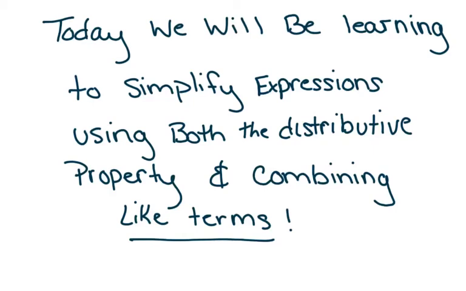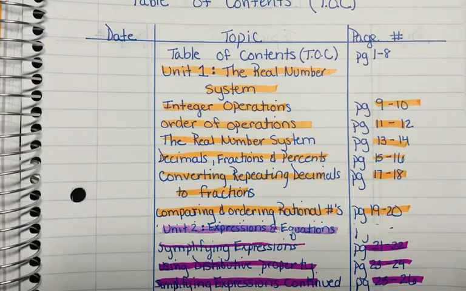Hello, welcome back. Today we will be combining the distributive property and combining like terms to simplify today's expression. So we're taking our last two lessons and we're combining them in this one. In your table of contents, you need to be adding, simplifying expressions. I just put continued. You can add using both the distributive property and combining like terms if you wish.